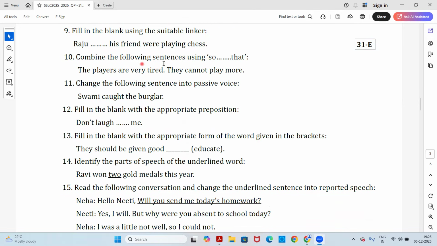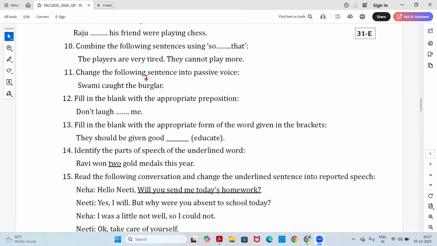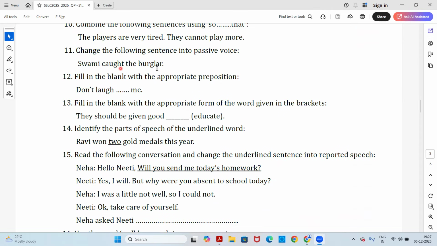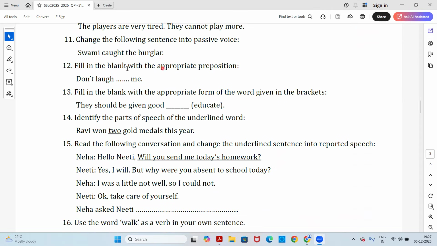Then next is combine the following sentences using so that. So there is a sentence given, you need to combine it. You can see that there are two sentences here, but you need to make it as one by combining so that. So the sentence is the players are very tired, they cannot play more. So you have to use so that and make it one single sentence by combining it. Next question, change the following sentence into passive voice. Swami caught the burglar. Now this is an active voice, so you need to convert it into passive voice. Next is fill in the blanks with the appropriate preposition. Don't laugh dash me.